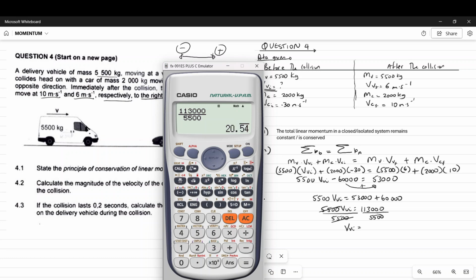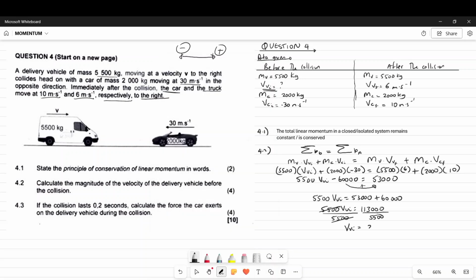So our final answer will be 20,54 meters per second. We need to indicate direction also. So now you're going to say v initial is equal to 20,54 meters per second to the right, because the answer came out to be positive, to the right. And that would have been our answer for that.